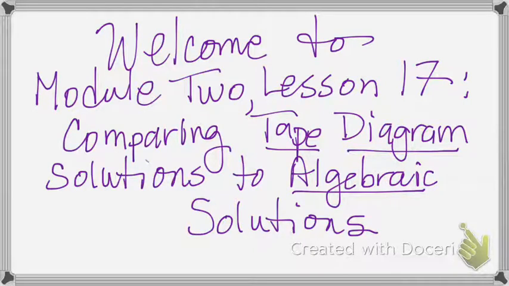Welcome to Module 2, Lesson 17, which is actually the first lesson in Topic C, the last topic for this Module 2. The title of this lesson today is Comparing Tape Diagram Solutions to Algebraic Solutions. Now the whole theme of this topic C is applying operations with rational numbers to expressions and equations.